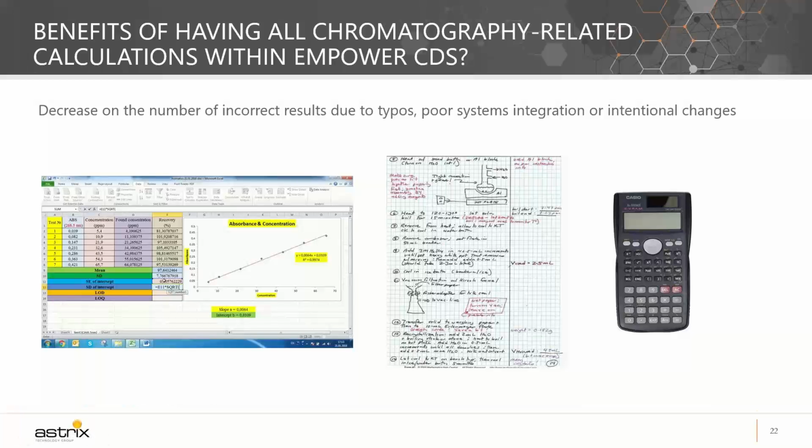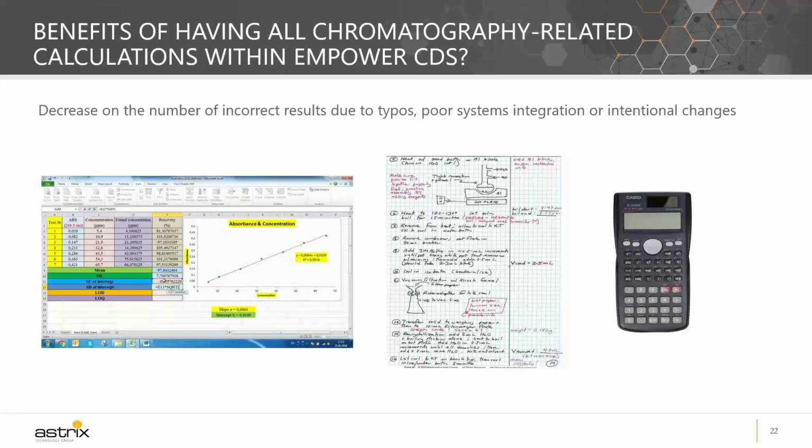One of the benefits is to decrease the number of incorrect results due to typos, poor system integration, or intentional change. So think about this. Today in your lab, how many interactions and manipulations do your analysts have with your chromatography data from the moment the injection is done at the chromatographic system up until the moment you have the final reportable value?